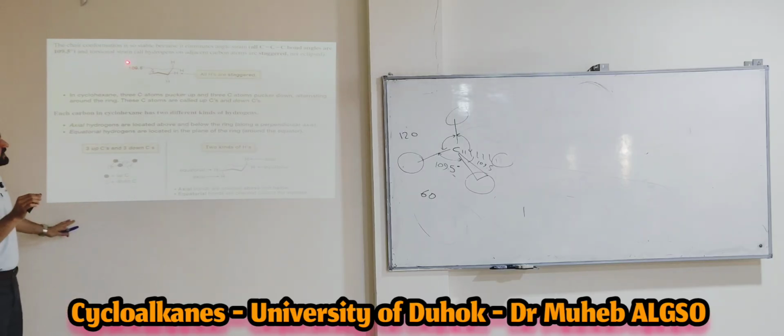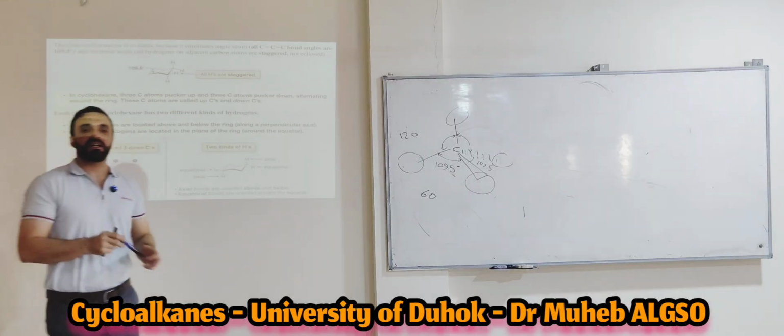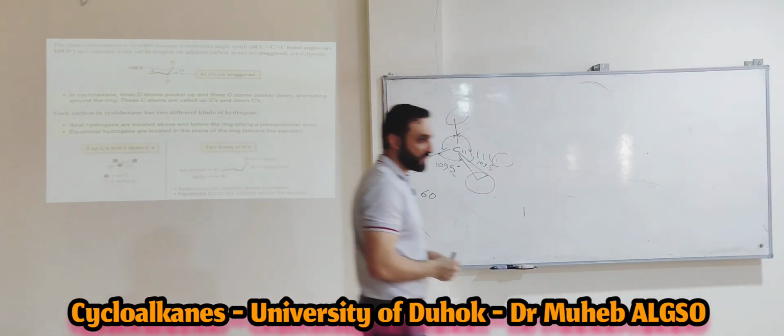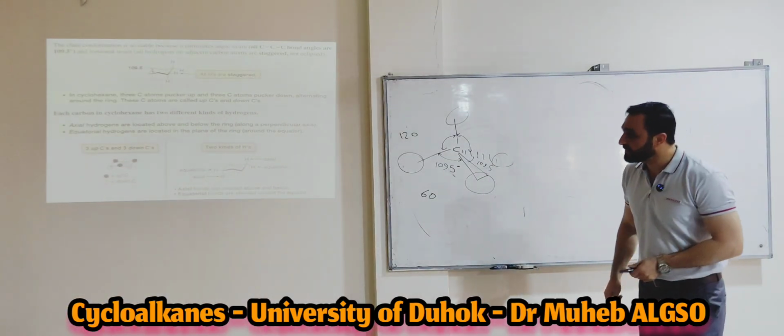And there is no torsional strain. Why? Because all the hydrogens are staggered to each other, not eclipsed to each other.